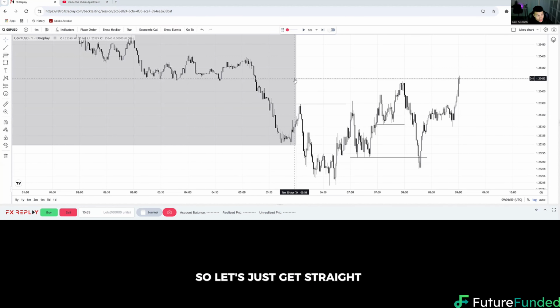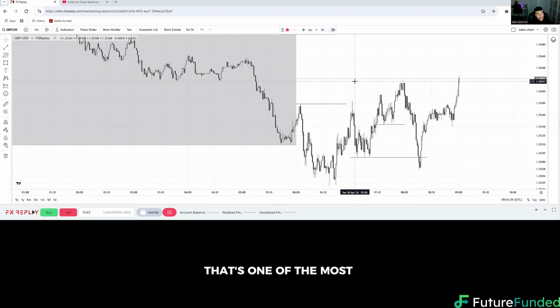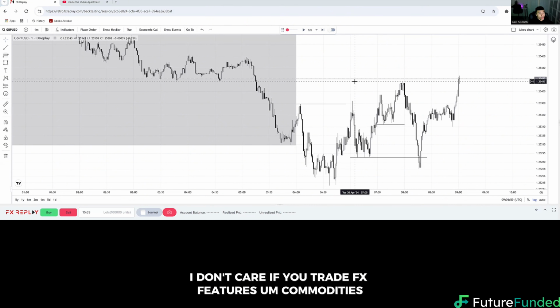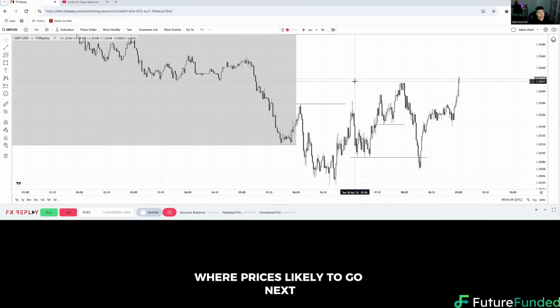So let's just get straight into it, all right? First and foremost, you have to be able to understand liquidity. That's one of the most important things in any market. I don't care if you trade FX, futures, commodities, whatever, right? You have to understand where there is a buildup of retail traders in the market and where price is likely to go next. That doesn't mean that you're always going to get it right, but what it does mean is that if you have an indication of what might be happening next, or if you can create a narrative, let's just say, of where you believe price is going to go next, and you build that bias based upon that, you have a much more solid foundation and more confidence with your conviction, especially when it comes to entering.